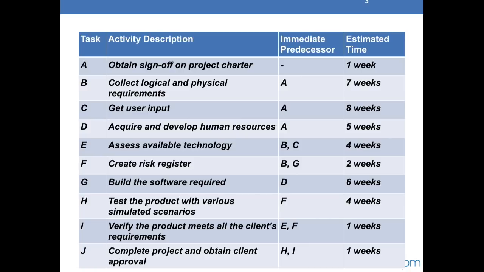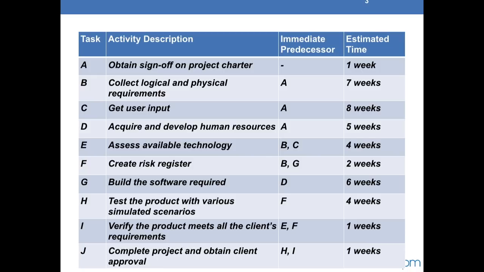Activity F is to create the risk register. Its predecessors are activity B and G, and it has a length of 2 weeks. Activity G is to build the software required. Its predecessor is activity D, and it has a duration of 6 weeks. Activity H is to test the product with various simulated scenarios. Its predecessor is activity F, and it has an estimated time of 4 weeks.